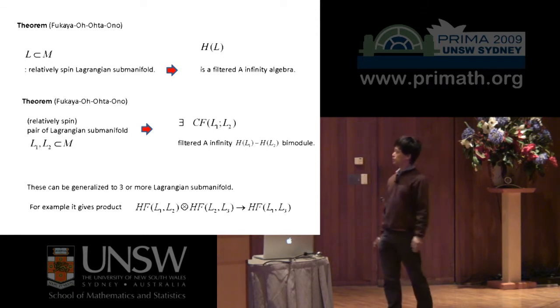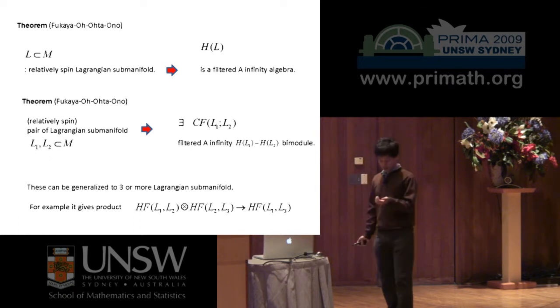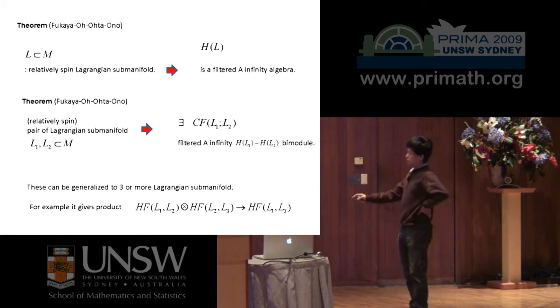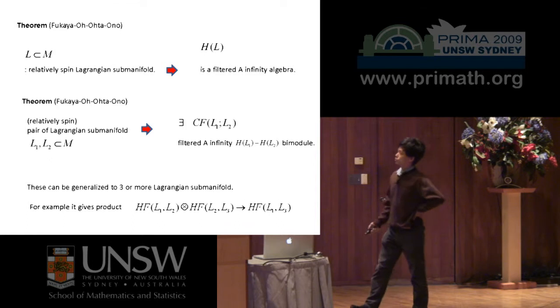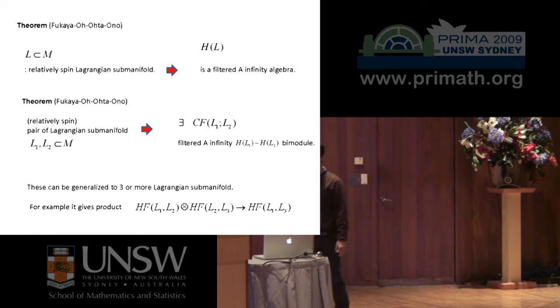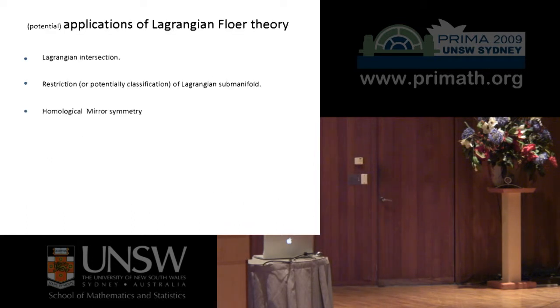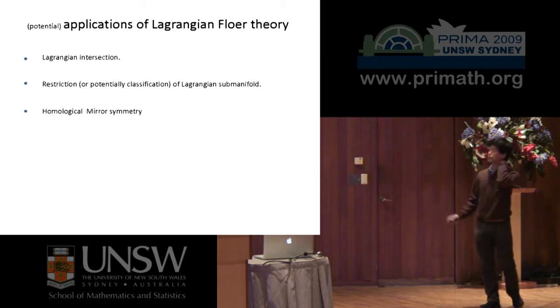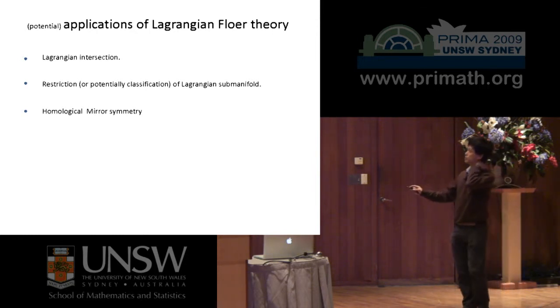Actually, we can generalize this to three or more Lagrangian submanifolds. In that case, we have this kind of triple product structure. So this is a general story of Lagrangian Floer theory, and I want to explain which kinds of applications we have. Some are potential, but we already have some applications.